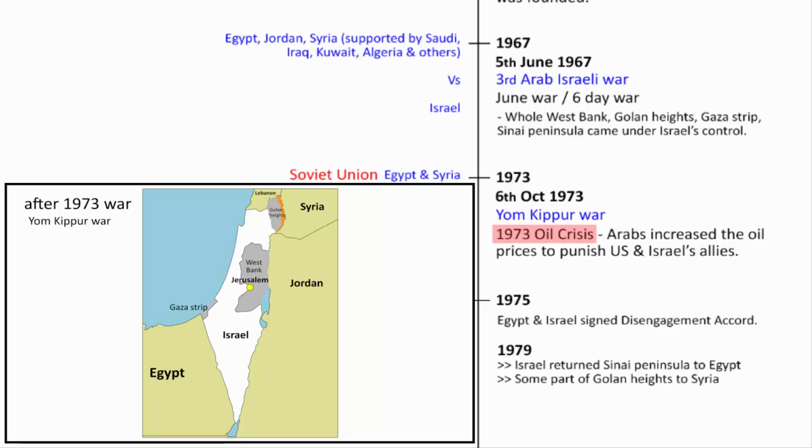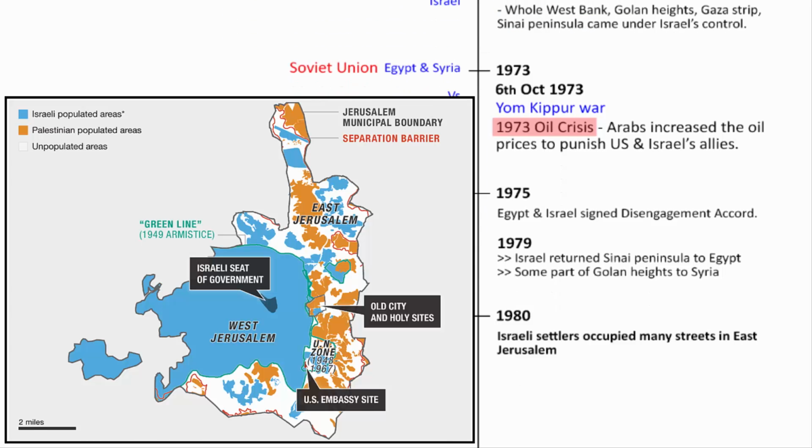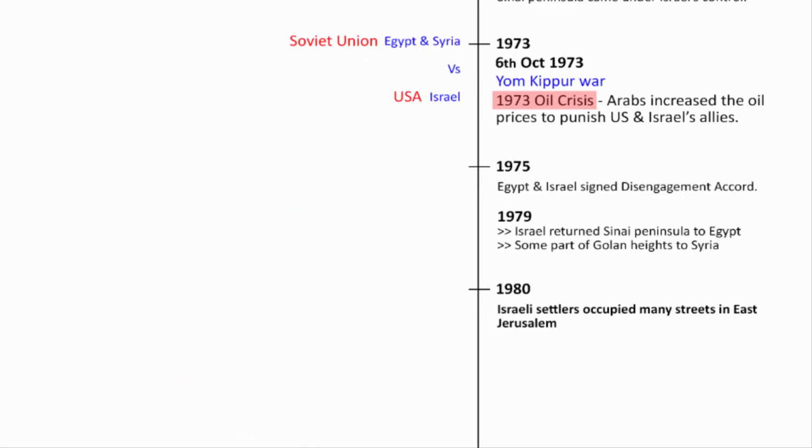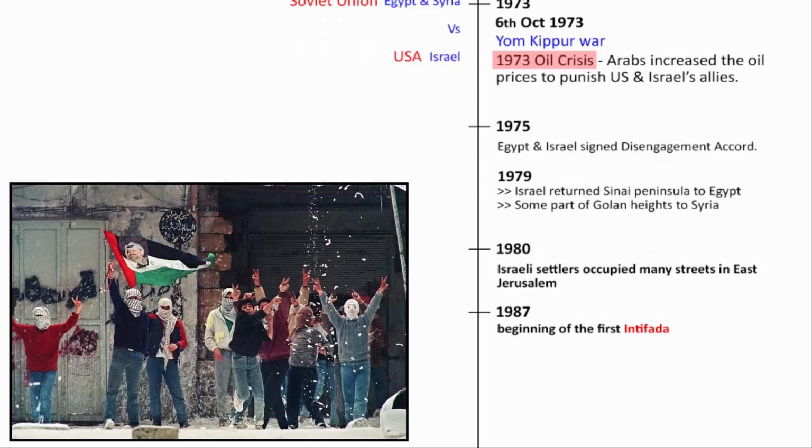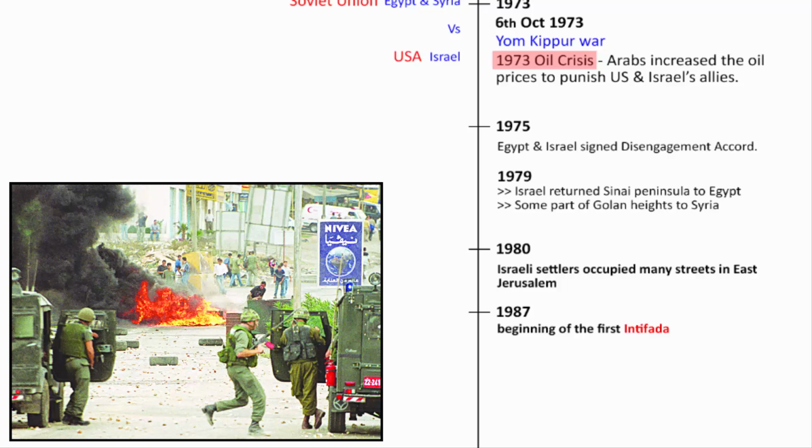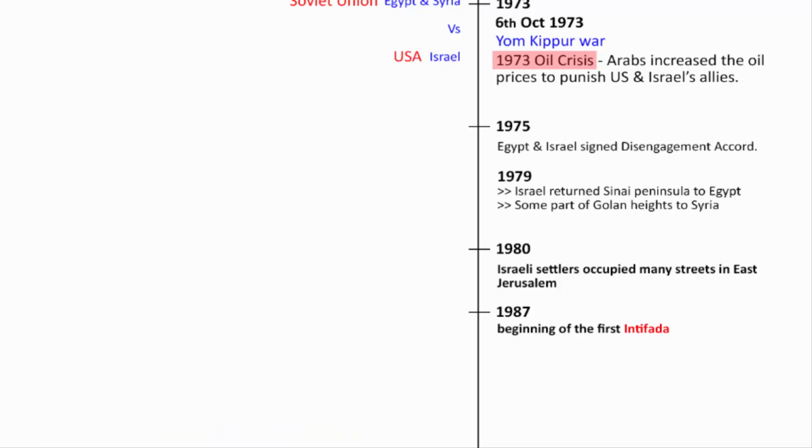And after that, Israel returned the Sinai Peninsula to Egypt and some part of the Golan Heights to Syria. After the end of the 1973 war, Israel still had control of the whole of the West Bank, Gaza Strip and the remaining part of the Golan Heights. By 1980, Israeli settlers occupied many streets in East Jerusalem. In 1987, the Palestinian population rebelled against the Israeli government. The situation got violent and the Palestinians started pelting stones at the Israeli forces. This was the beginning of the first Intifada, which is an Arab term meaning uprising.